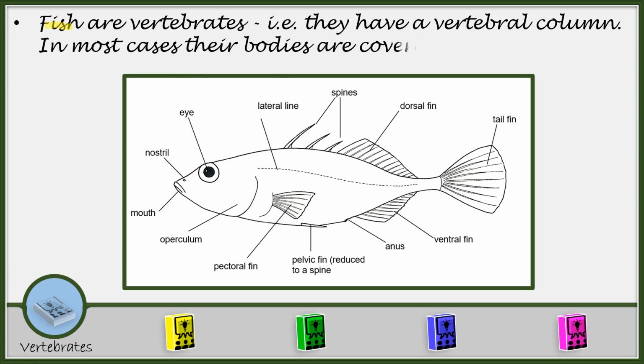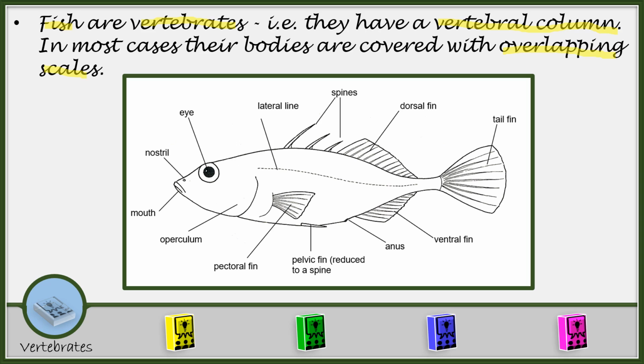Fish are vertebrates. That is, they have a vertebral column. In most cases, their bodies are covered with overlapping scales.